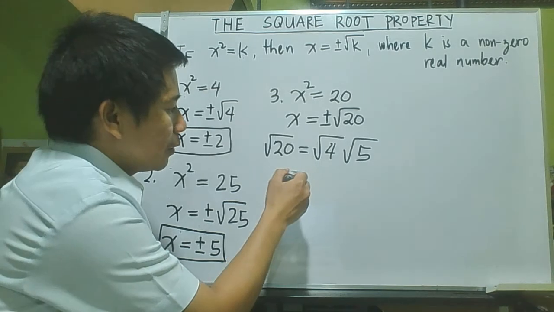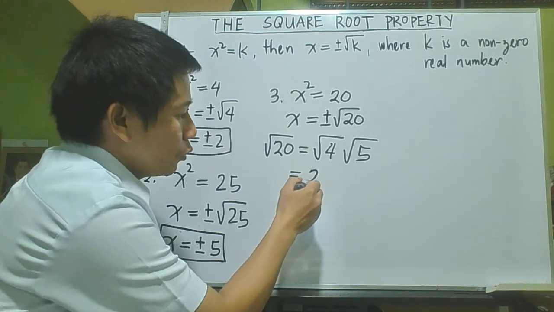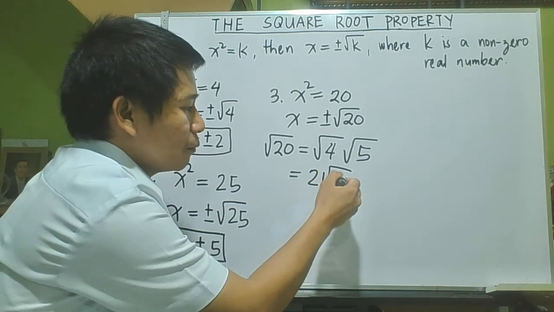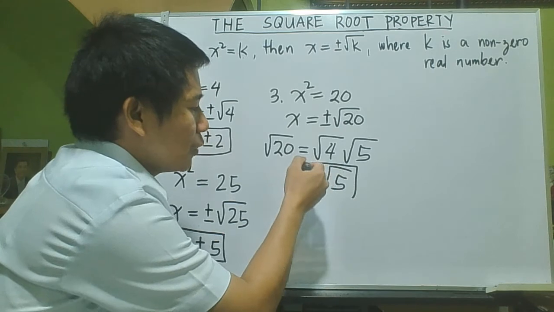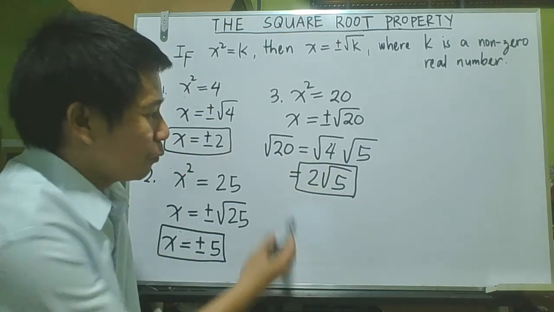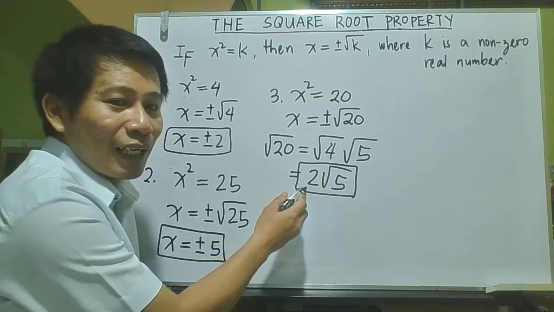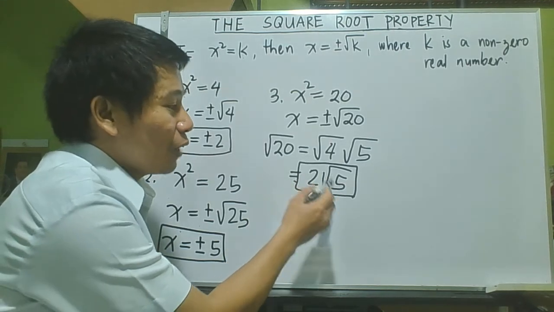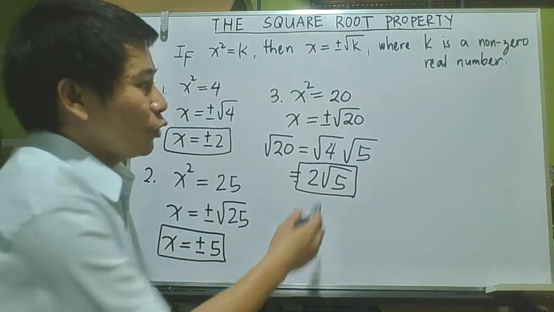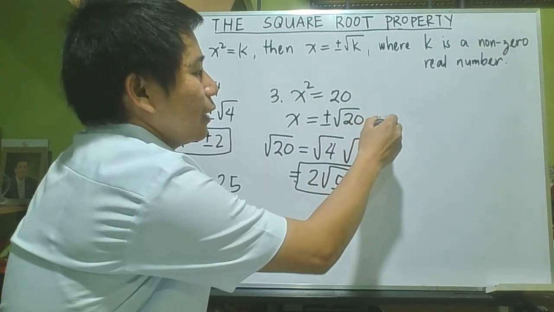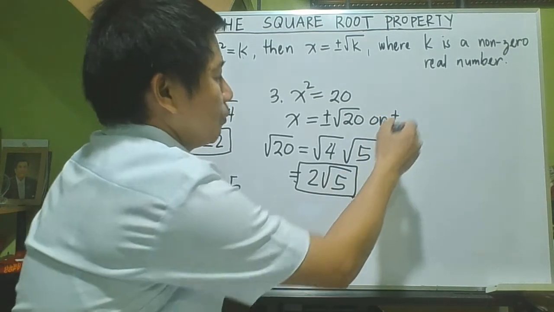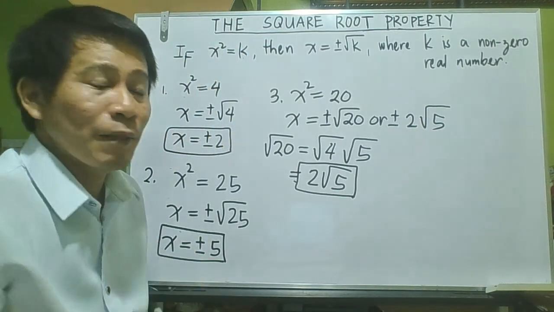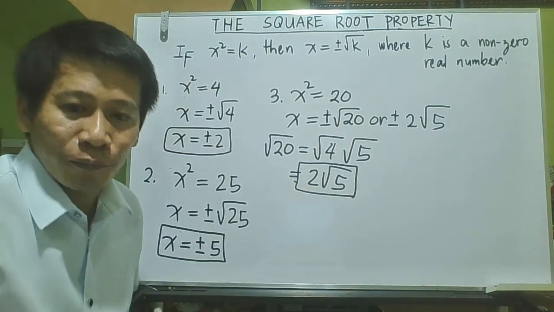Now, getting the square root of 4 gives 2. The square root of 5 is non-perfect, so we just copy this. So, square root of 5. This is now the simplified form of square root of 20. This is read as 2 square root of 5, or 2 times the square root of 5. Therefore, your roots can be positive negative 2 square root of 5 as the simplified form.